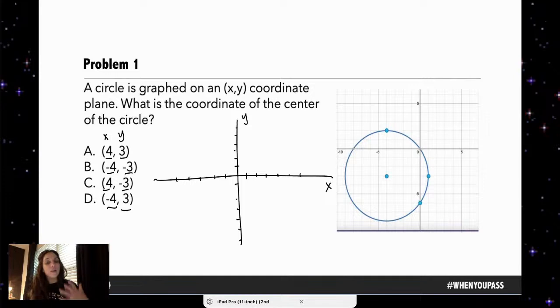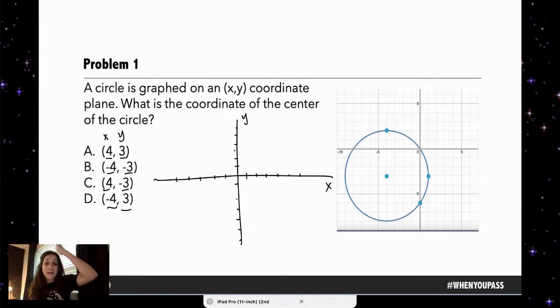When I look at my answer choices, because I always like to look at my answer choices first, it looks like they're all similar. It's all 4s and 3s. It's just whether they're positive or negative. So that said, I need to determine, do I have a positive X value or a negative X value? Do I have a positive Y value or a negative Y value?